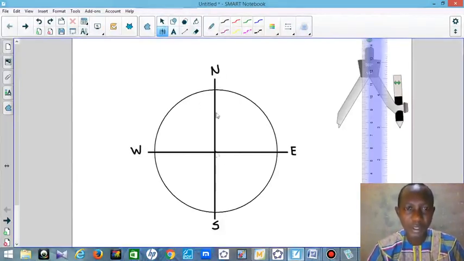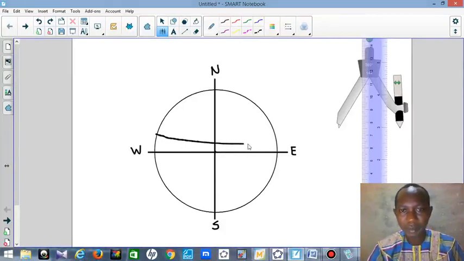So I will use this north and south pole line to represent my prime meridian. So this is my 0 degrees for the prime meridian. Then I'll use my west and east line to represent my equator. So this is my 0 degrees. So all I need now is 4 degrees north. So I will come towards the north on top of this side and make an arc like this. So this one is representing 4 degrees north.